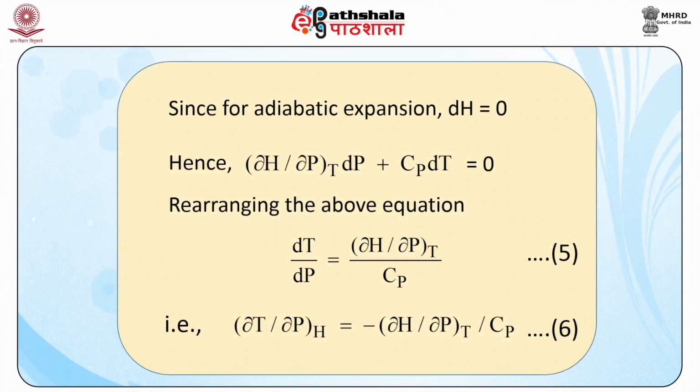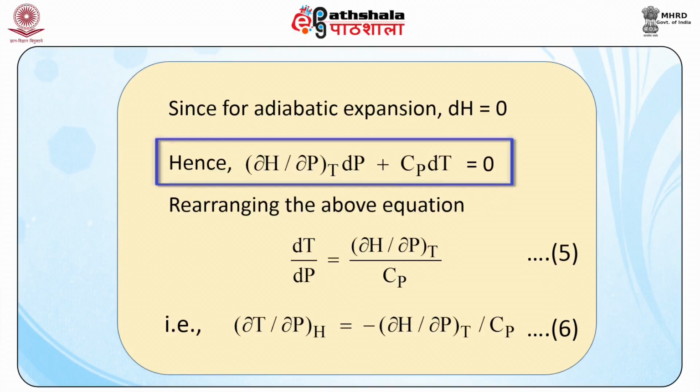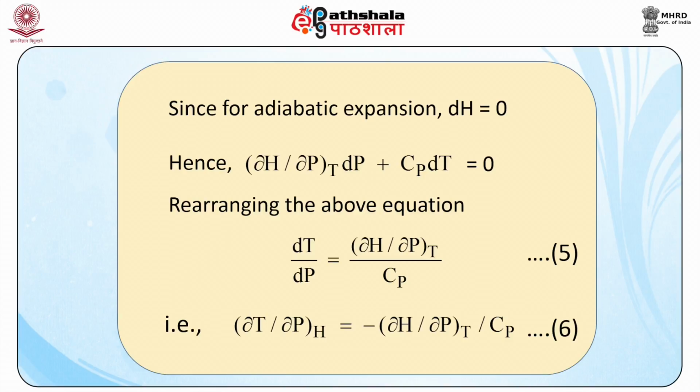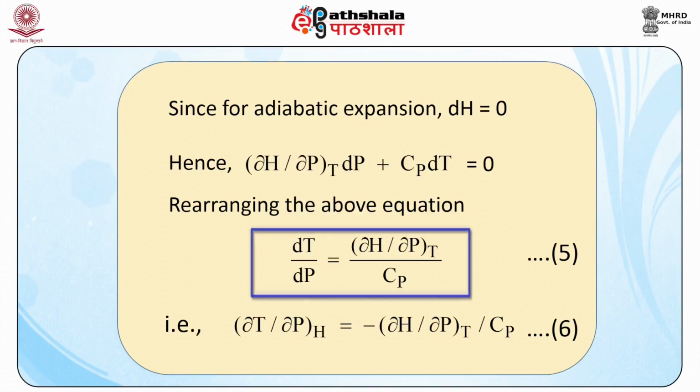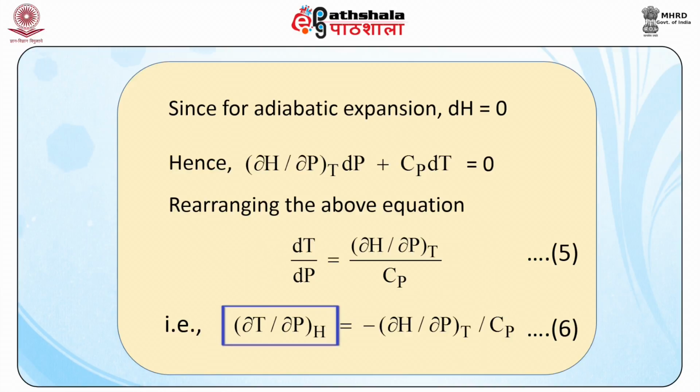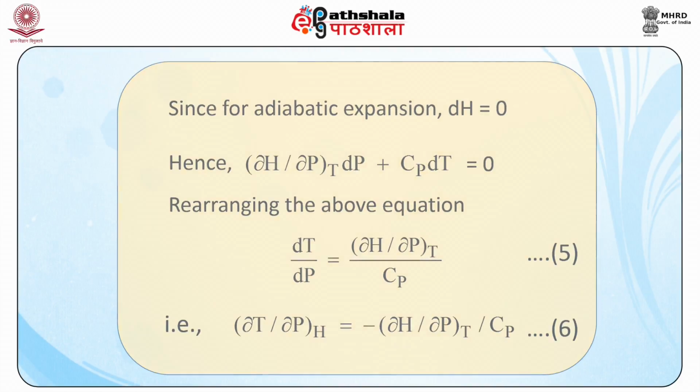Since for adiabatic expansion dH is equal to 0, hence ∂H/∂P at constant temperature T dP plus Cp dT should be equal to 0. If we rearrange this, we will get ∂T/∂P at constant enthalpy is equal to minus ∂H/∂P at constant temperature upon Cp. This quantity ∂T/∂P at constant enthalpy is called Joule-Thomson coefficient and is denoted by μJT.